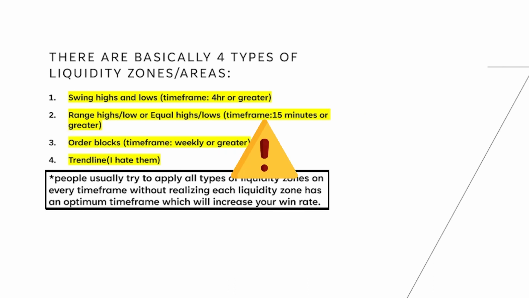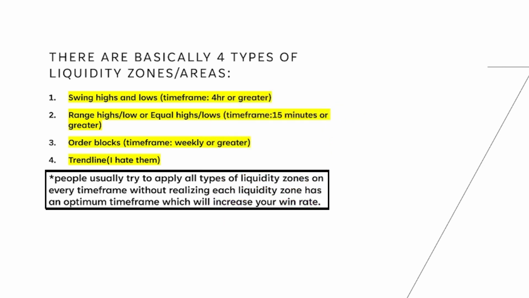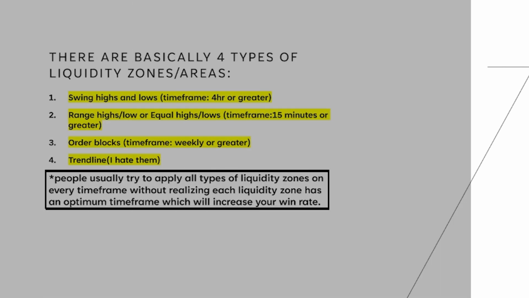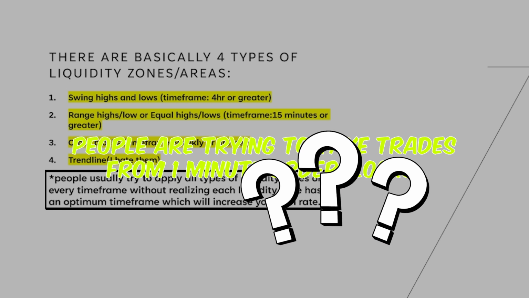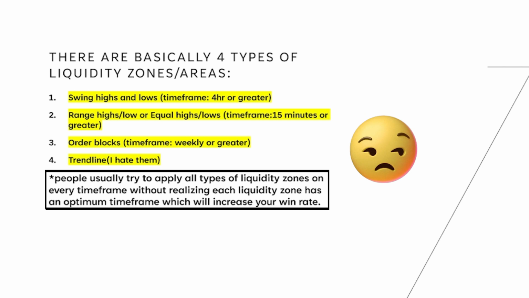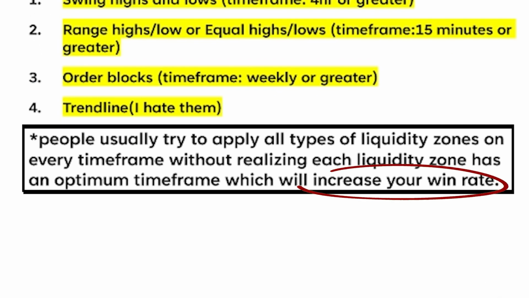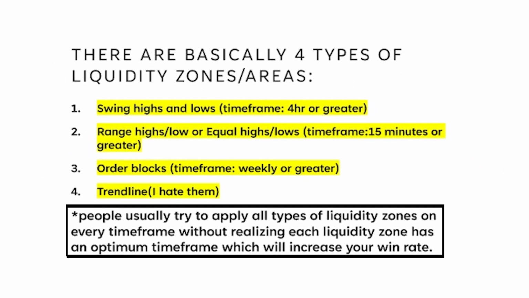A common mistake I see people making here is that they apply every type of liquidity zone on every kind of time frame. For example, they would be taking trades from a 1 minute order block. This is a very cliche and retail way of taking trades, and you will face many losses like this because each liquidity zone has an optimum time frame in which its win rate is the maximum. So let's look at the first liquidity zone, swing highs and swing lows, and I would suggest you trade it on time frames greater than 4 hour or at least 4 hour. So let's look at an example.